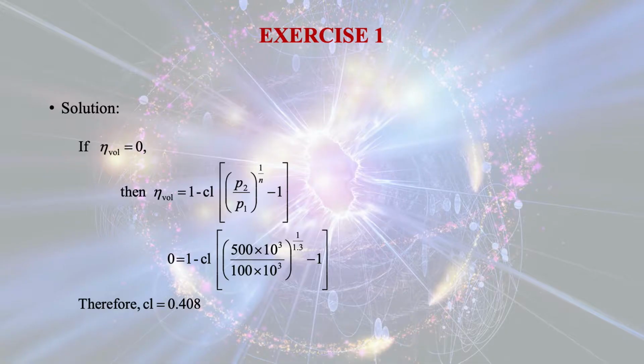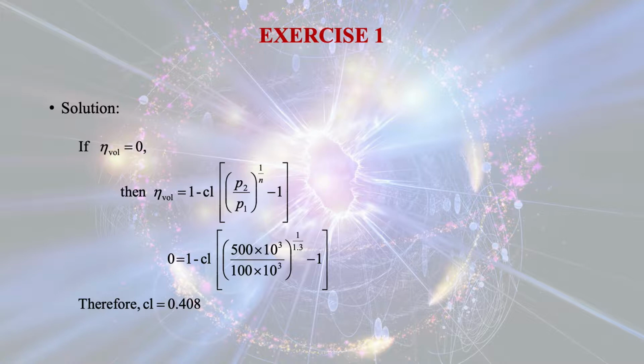The second part of this problem is what will be the value of CL when eta volume is equal to 0. Now in this case, start with the first equation. Eta volume is equal to 1 minus CL, within bracket P2 by P1 to the power 1 upon n, minus 1, is equal to 0.